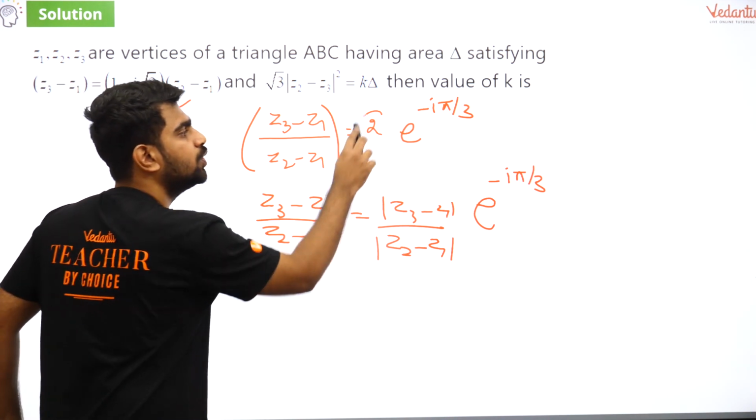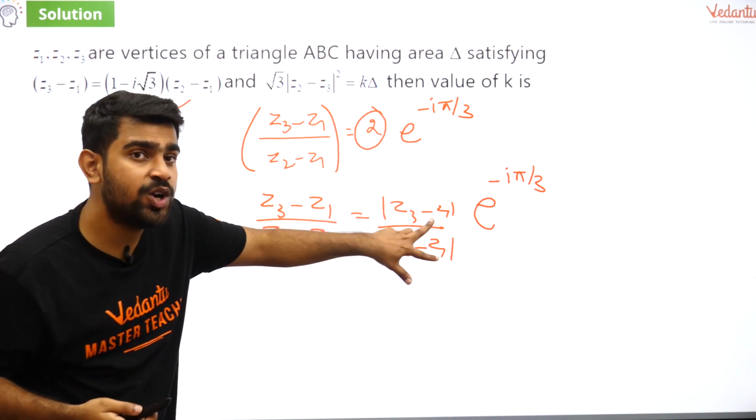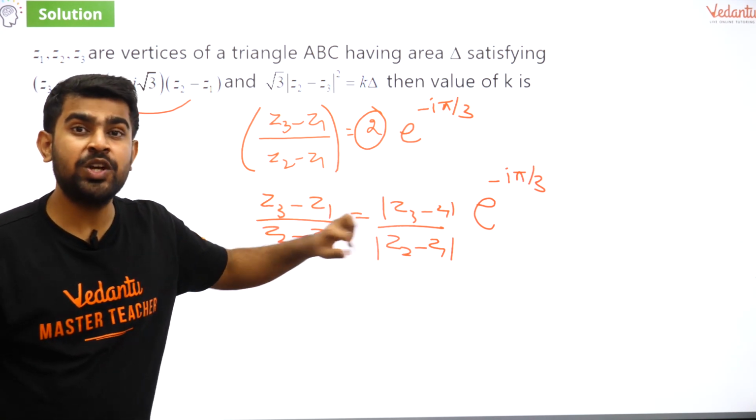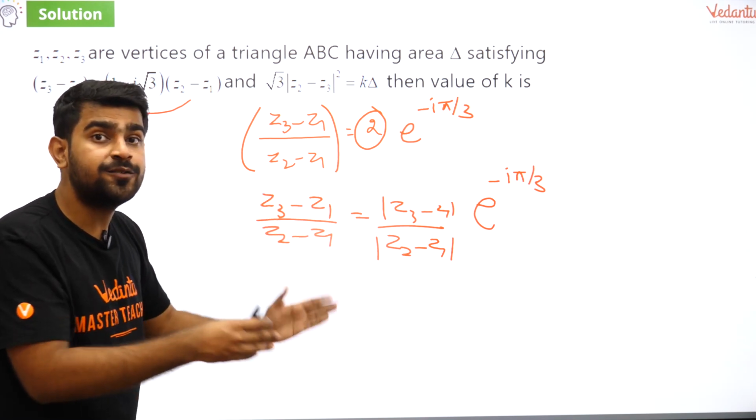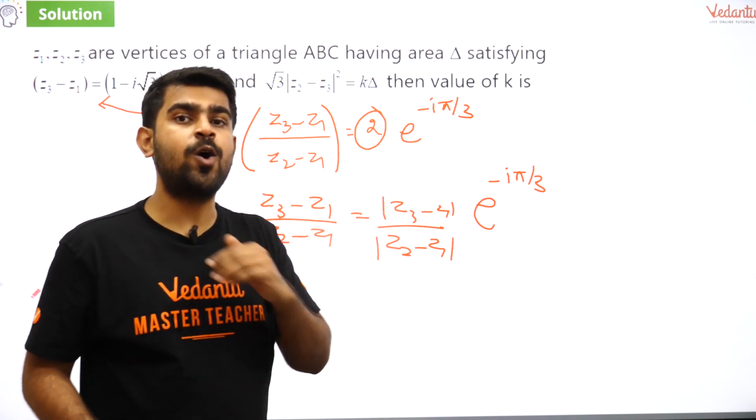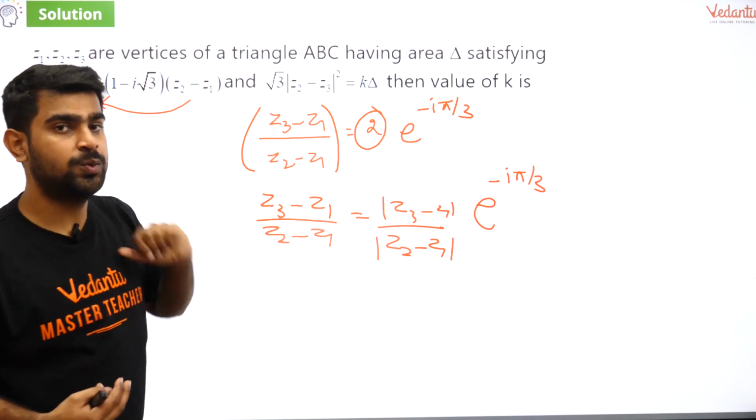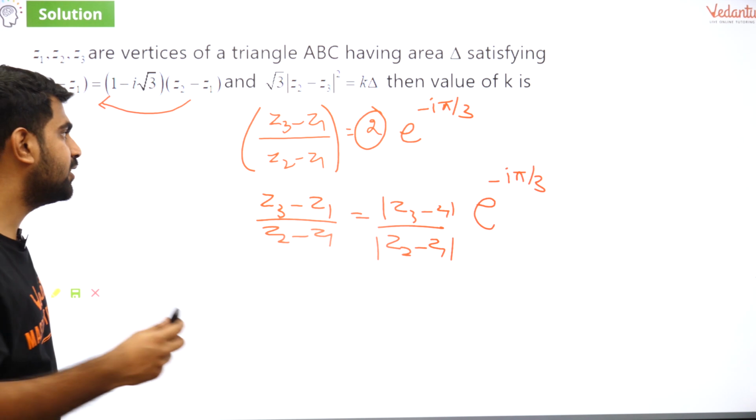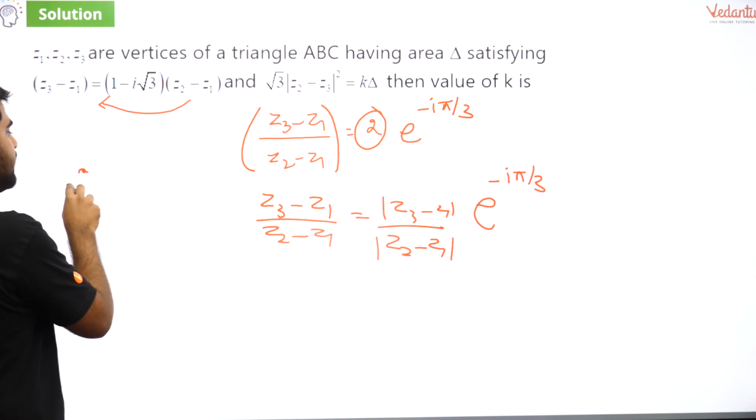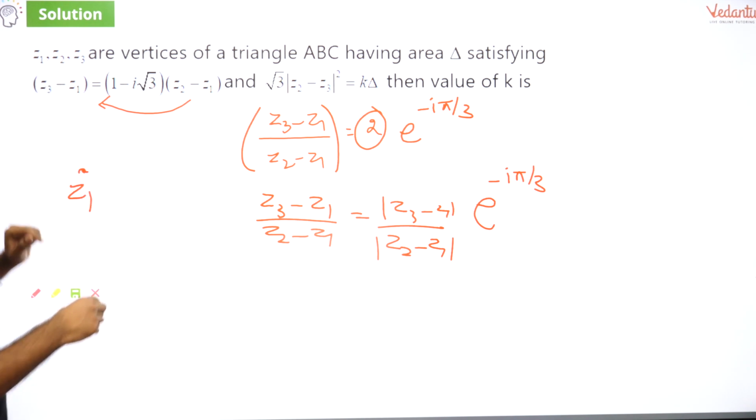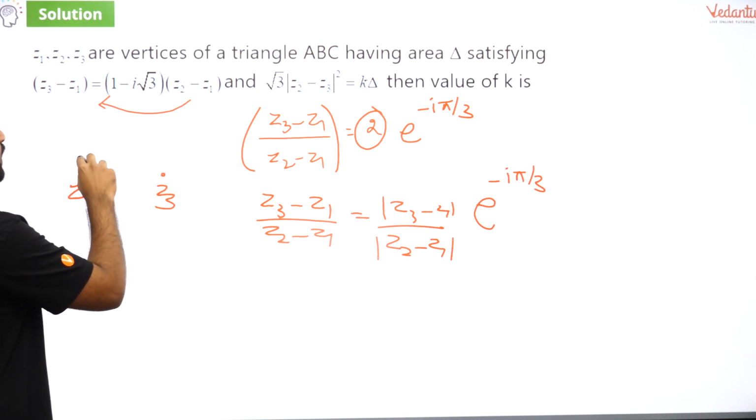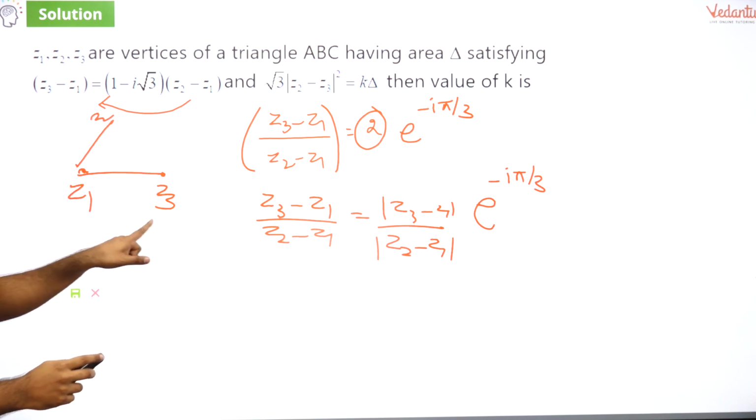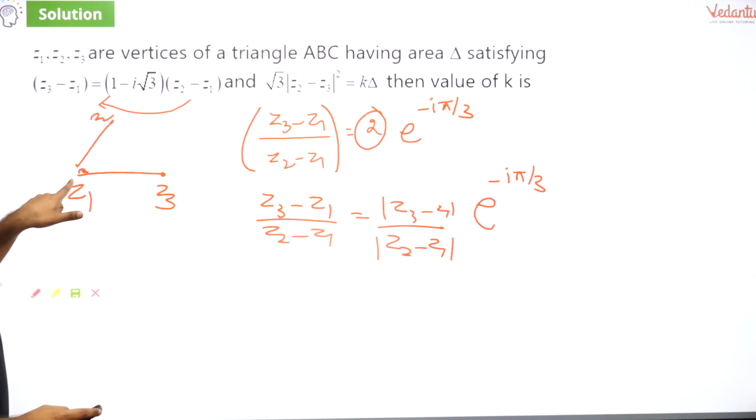So what is this 2? This 2 is nothing but the ratio of their respective modulus, that is mod of z3 minus z1 divided by mod of z2 minus z1, which is actually 2. Is that clear? So let me write it in a graphical form so that all of you can understand. So here is Z1. Now here is Z3 and here is my Z2. So this is Z3 minus Z1. This is Z2 minus Z1.